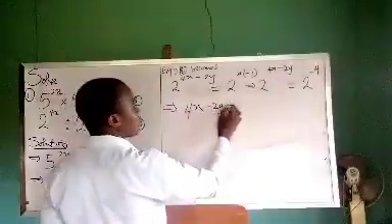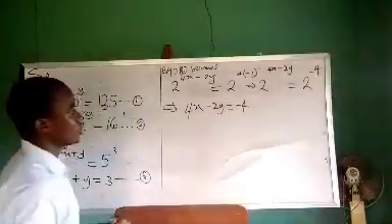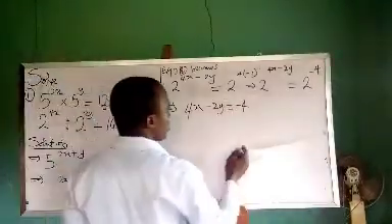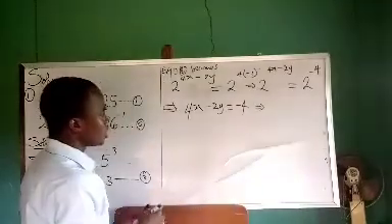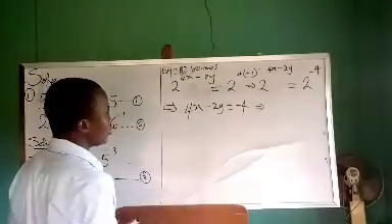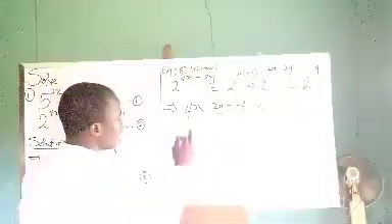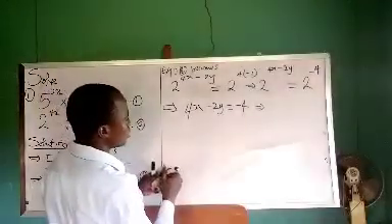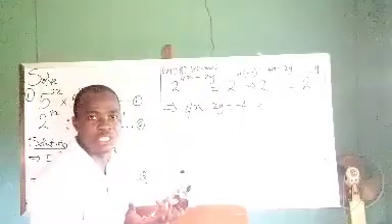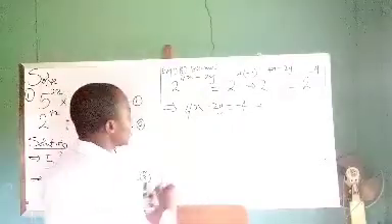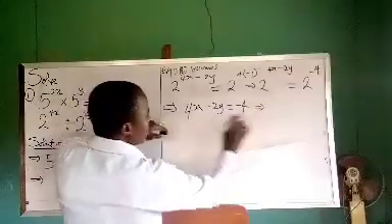Minus 2y equals minus 4. So now this equation can also be reduced. Reduced by what? By 2. That is, we use 2 to divide this, so that it will give us the simplest equation. We make it simpler. So we divide this by 2.